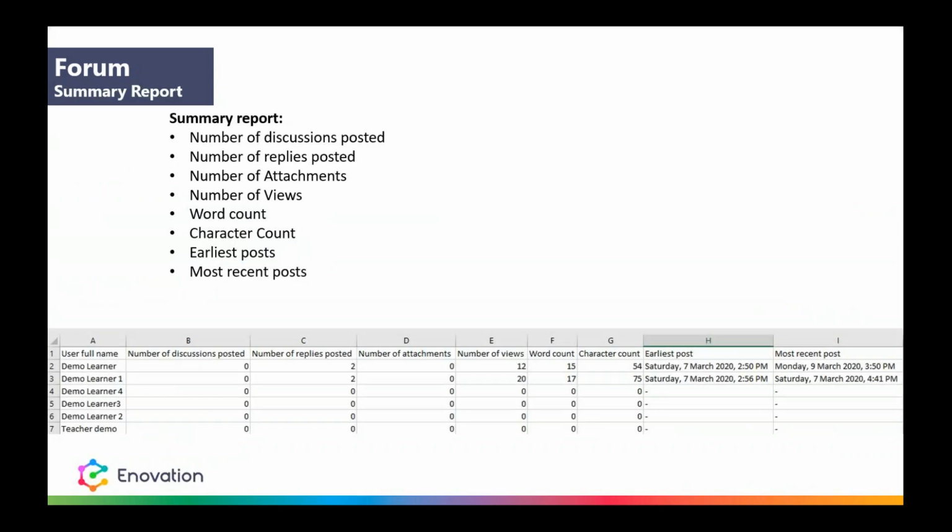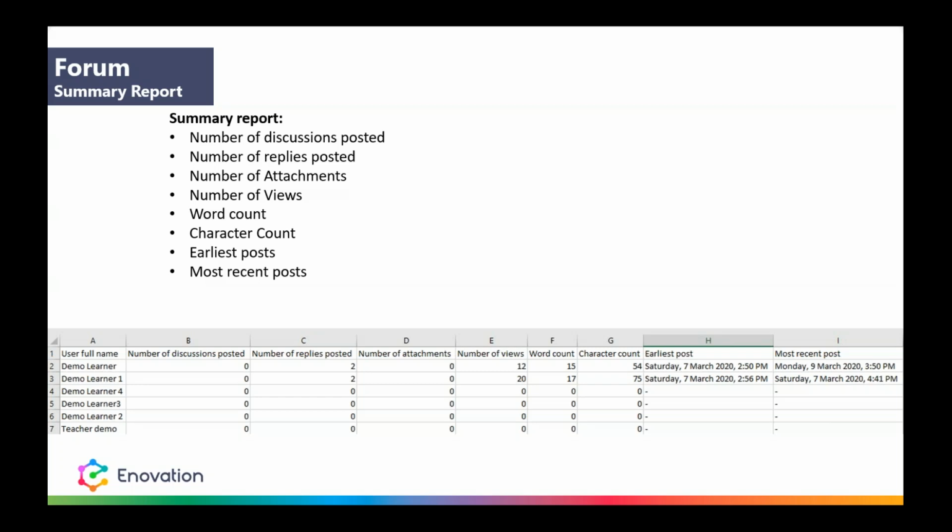Next is for people who love reports. I'm one of those people. A forum summary report is introduced. And basically what it does is you can get a summary report and you can see how many discussions were posted, how many replies were posted, how many attachments people have submitted. And also you can see things like how many times those posts were viewed. So you can really gauge the interactions that happened on the site.